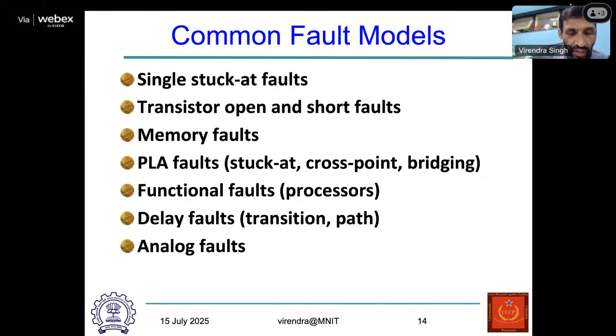Same thing, one can extend, but then the cross point or bridging kind of fault can also occur, and which were used in that. Similar kind of things also hold good for the FPGA kind of regular structures. Then coming to another very important component in the circuit, that is the processor.